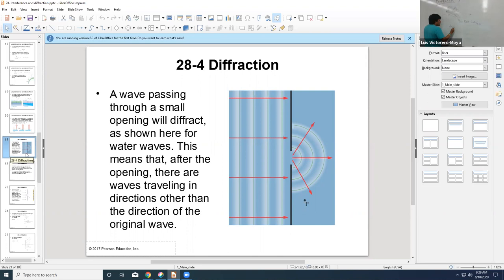Since you only have one slit, there is no destructive or constructive interference anymore, it's just this. This can also be W in the slides, but most of the books use D again. D will be the width of the slit. So this is the equation for diffraction.